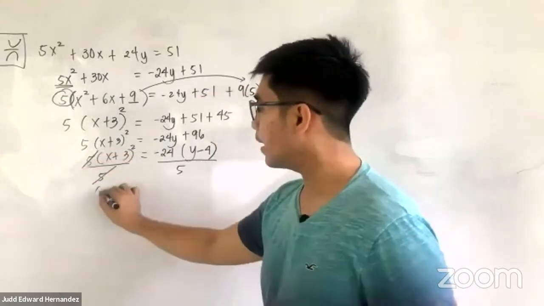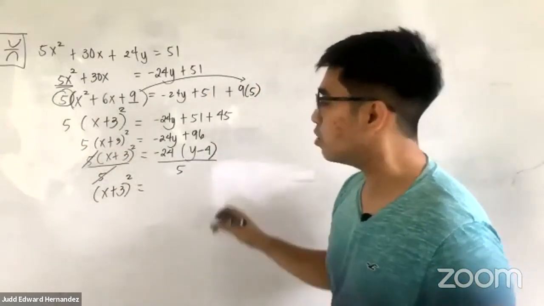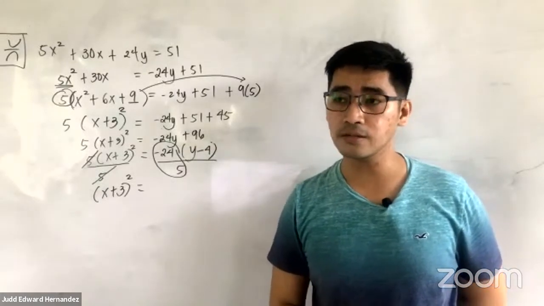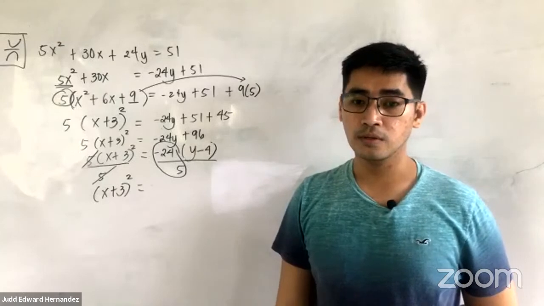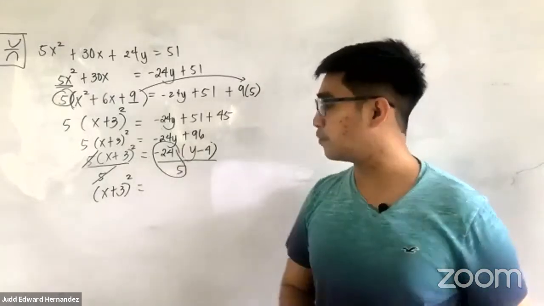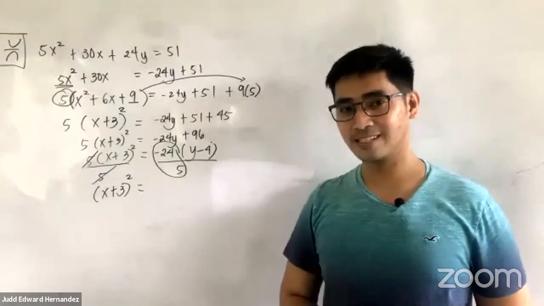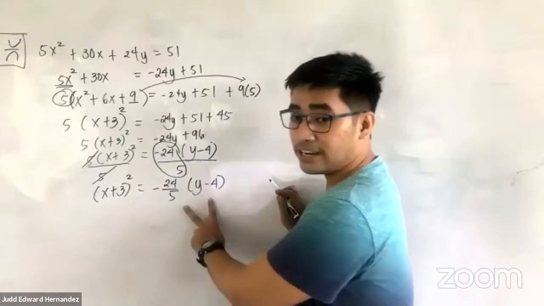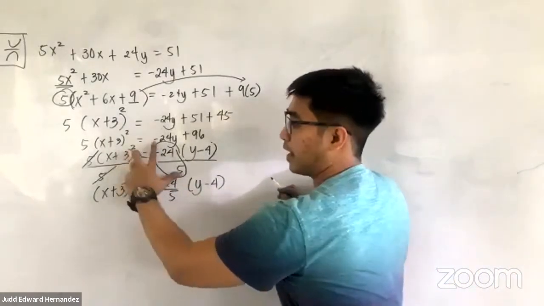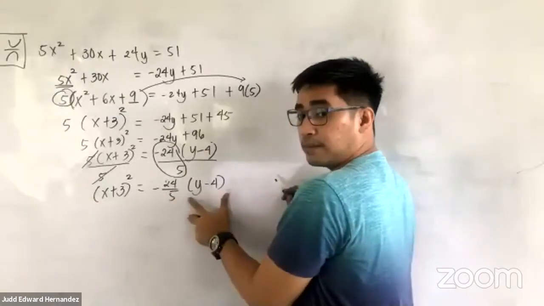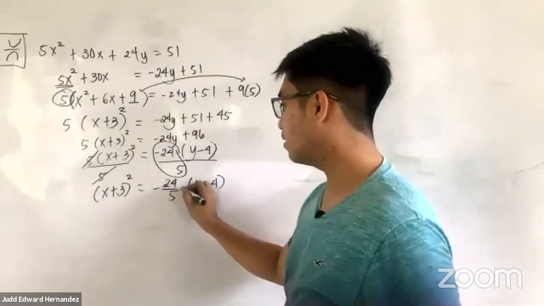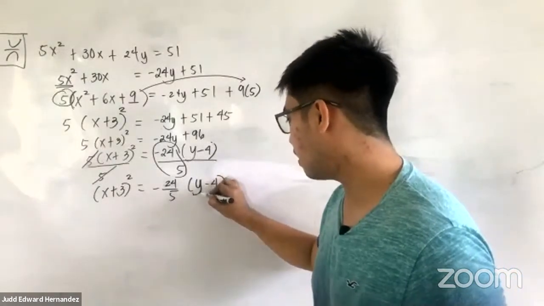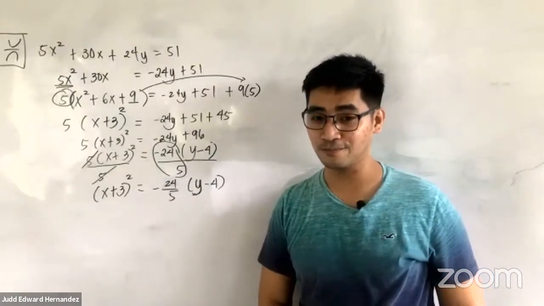Cancel 5, and this becomes x plus 3 quantity squared is equal to, sir, okay lang po ba na isang fraction na lang si negative 24 over 5? Actually, yes. Okay. This becomes negative 24 over 5 times y minus 4. Is that clear? Hiniwalay lang natin si negative 24 over 5. Tinabi lang natin siya dito para ito ay maging y minus 4. Hindi natin pwedeng pagsamahin sila kasi malilito tayo kapag sinolve natin yung latus rectum.